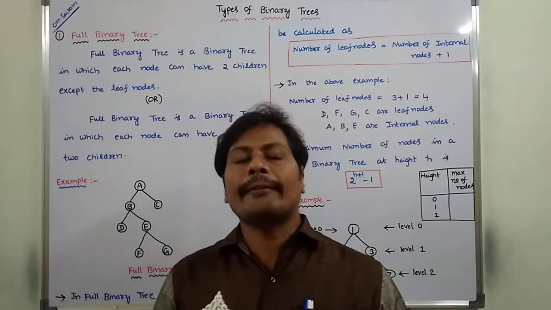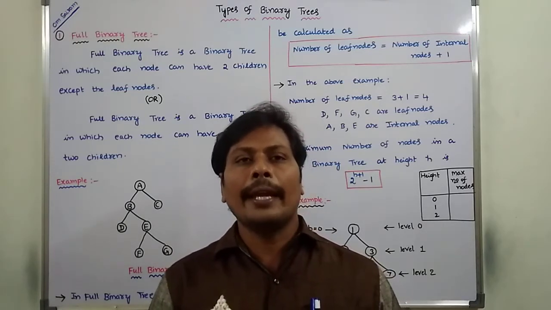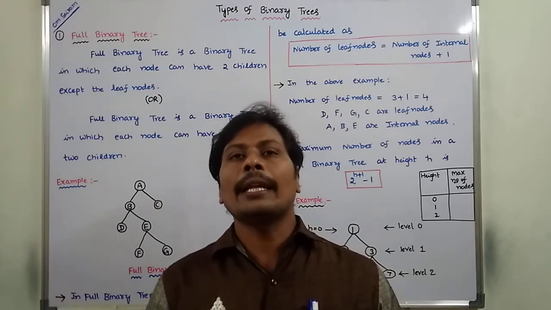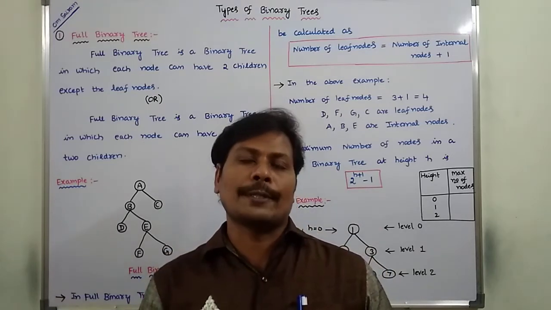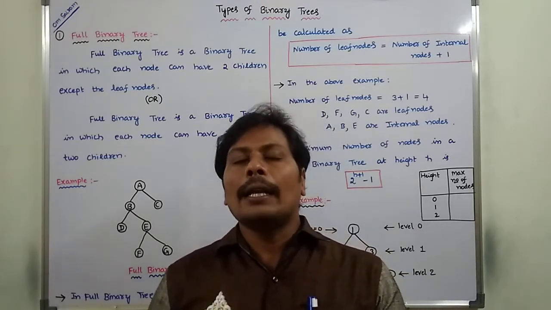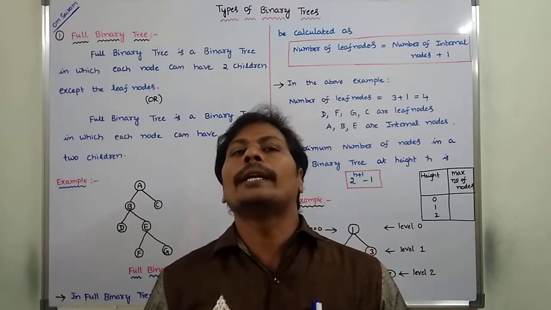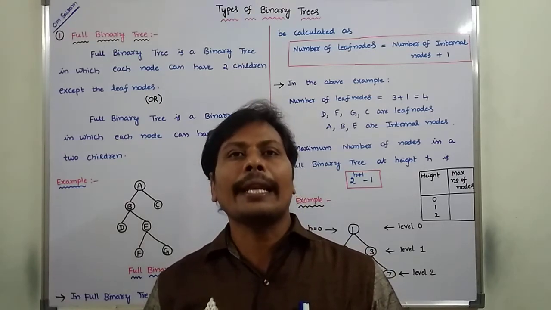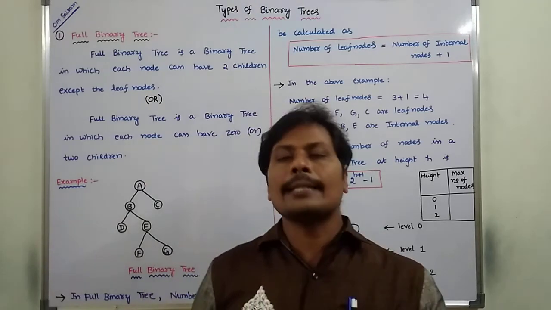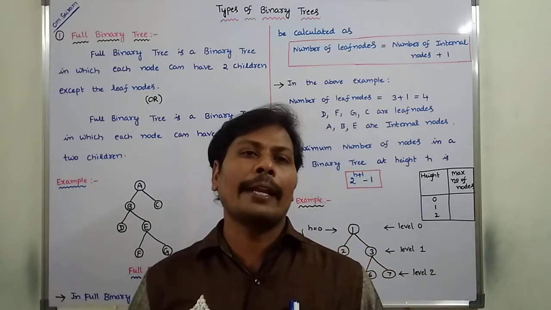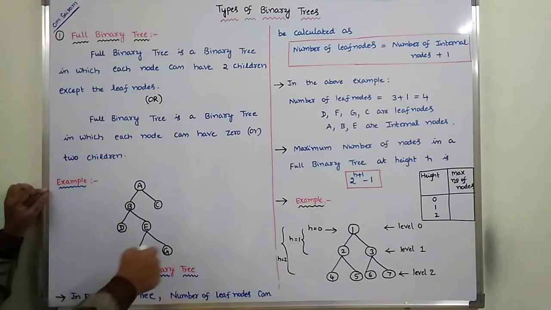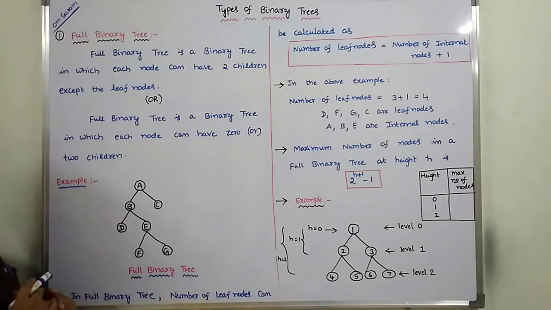A full binary tree is a binary tree in which each node can have 2 children except the leaf nodes. So that means except the leaf nodes, every node in the full binary tree has exactly 2 children. So that is called a full binary tree. Now, this is an example of a full binary tree.